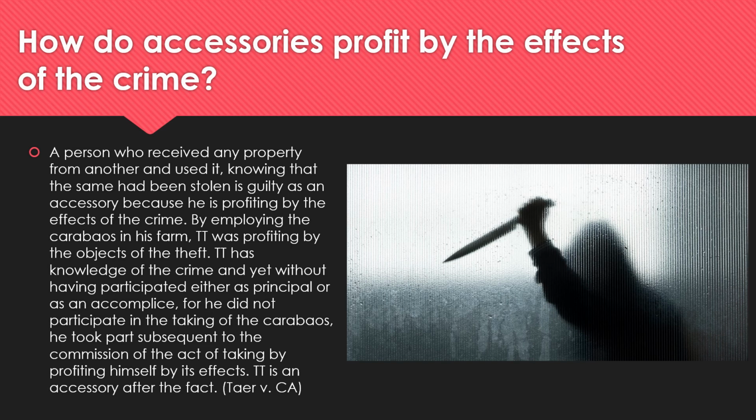Now, by employing the carabaos in his farm, there is a certain case. TTT was profiting by the objects of the theft. TT has knowledge of the crime and yet without having participated either as a principal or as an accomplice, for he did not participate in the taking of the carabaos. He took part subsequent to the commission of the act of taking by profiting himself by its effect. Technically, that is not allowed. So TT is an accessory after the fact.